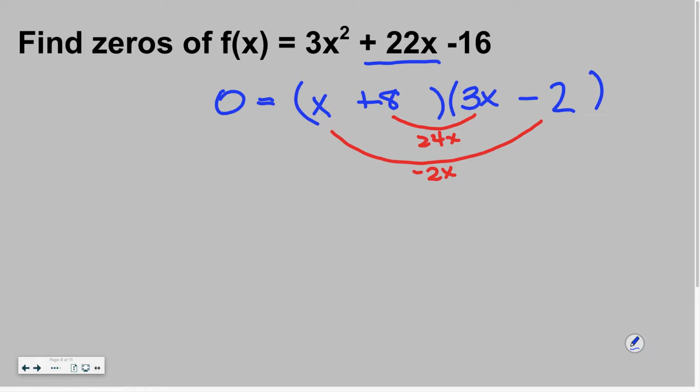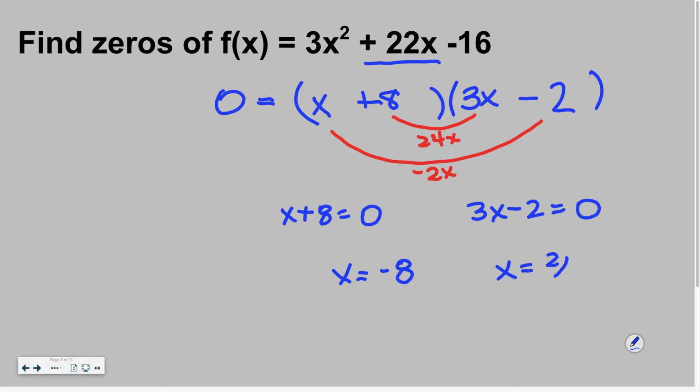Okay. So then, when we have a product that equals 0, then each factor can be set equal to 0. So we have a 0 at negative 8, and we have a 0 at 2/3.